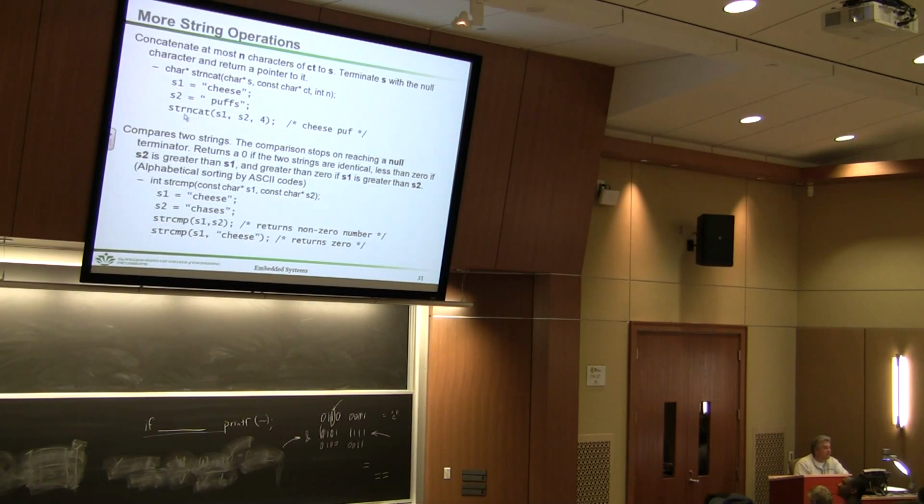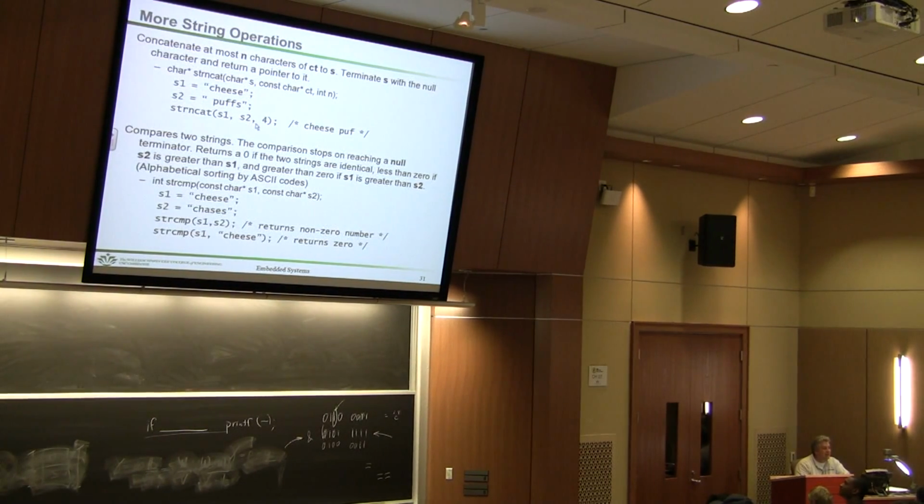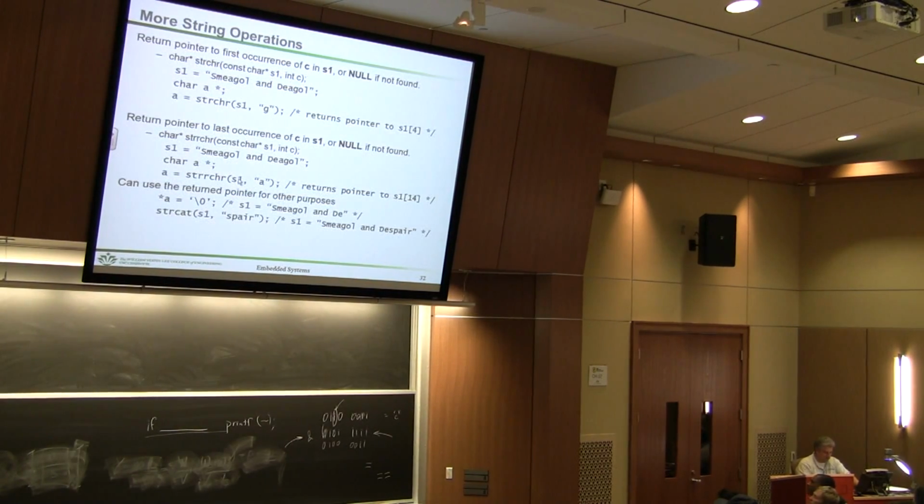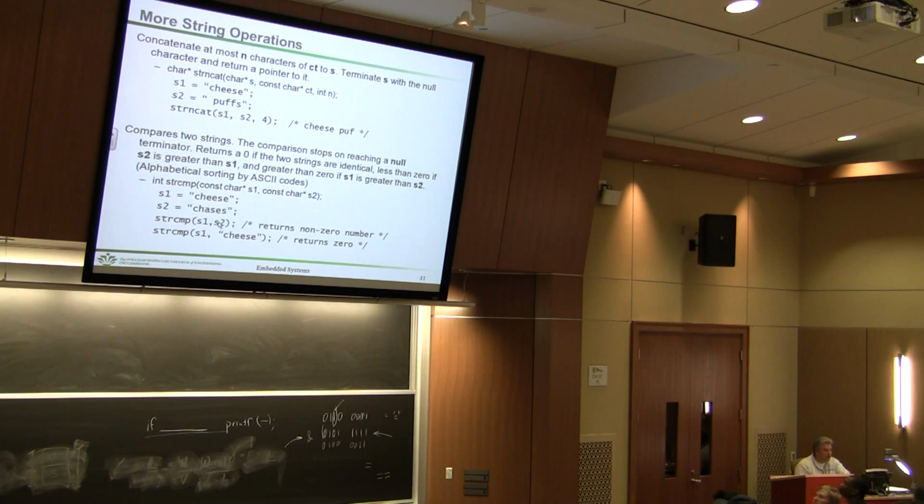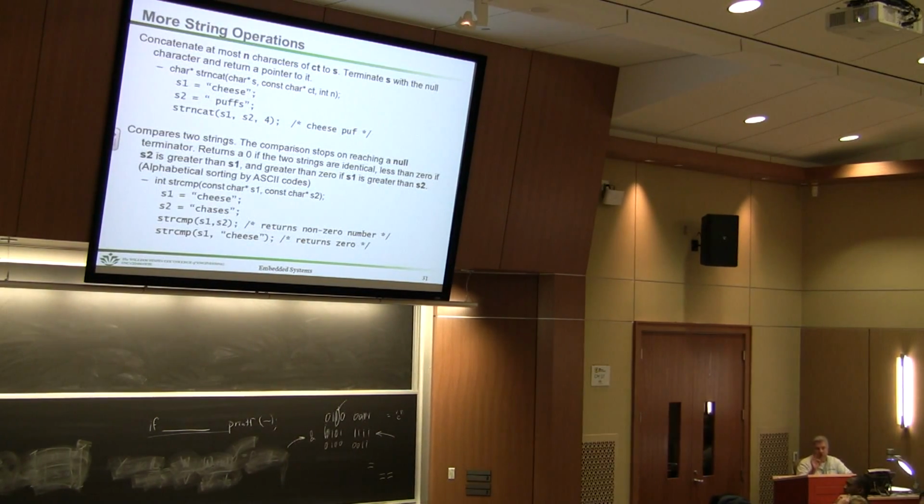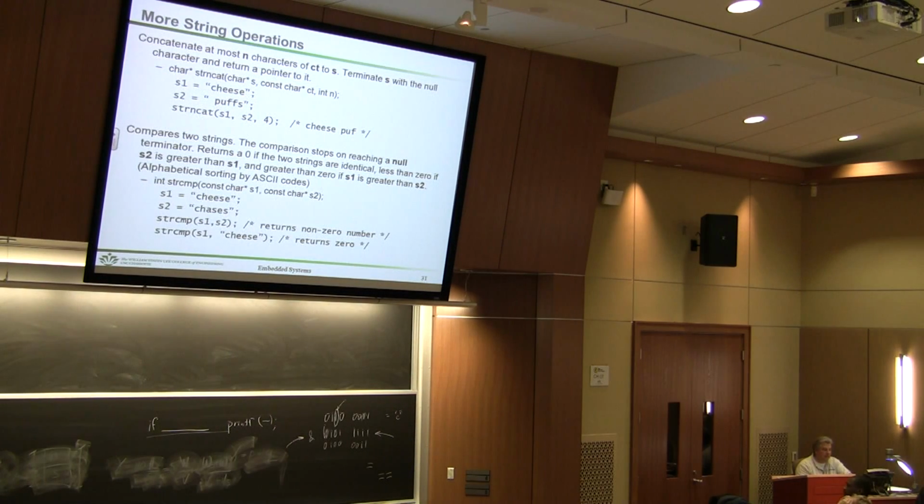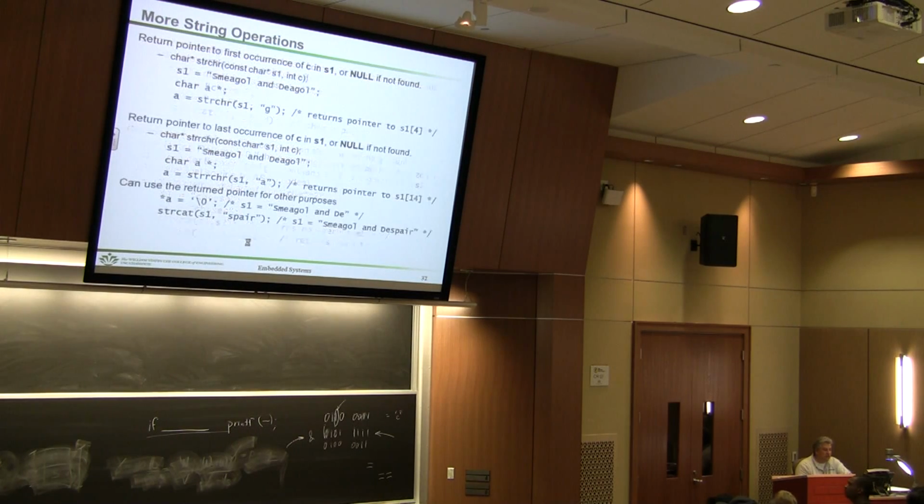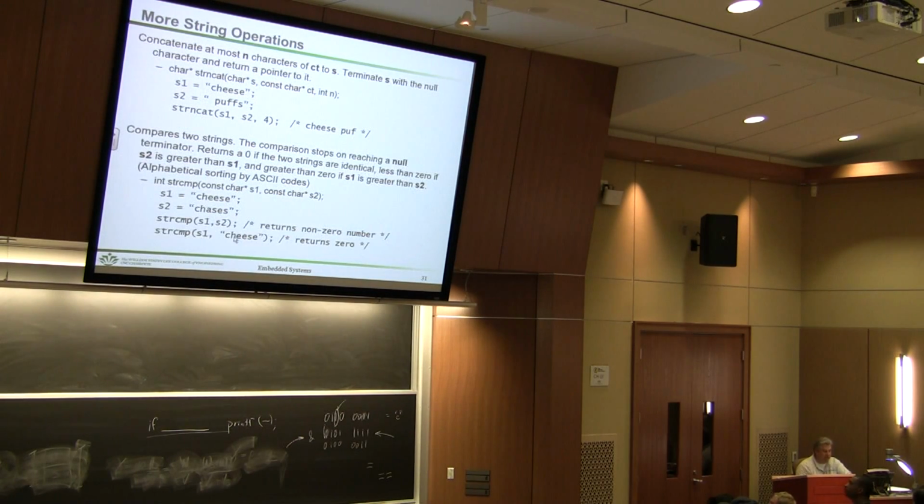In this case, there are other uses of string concatenation where you can say cheese puff and you only want to pull the first 4 characters over. And then you could also do other examples. For example, string comparison. Where you compare two strings, you can find the first location where they're different. If you compare cheese with cheese, it'll say that they're the same and it's 0.